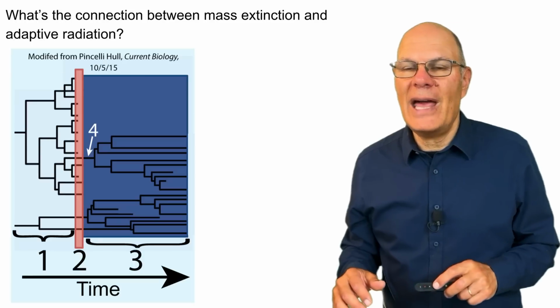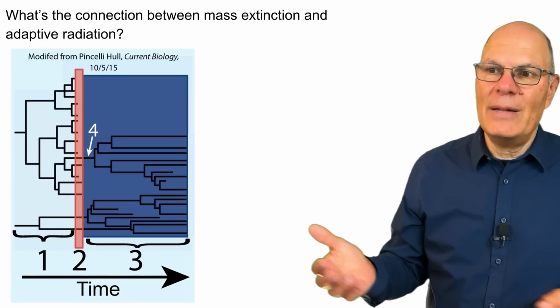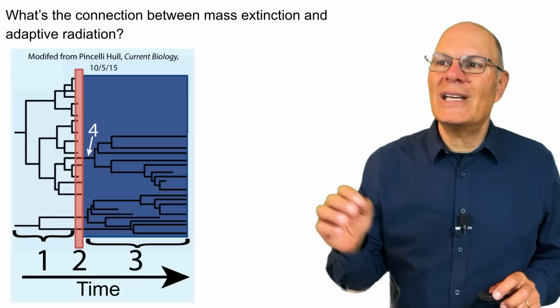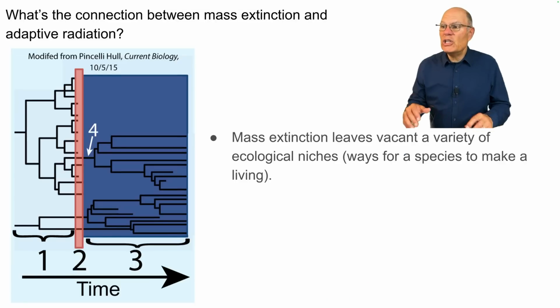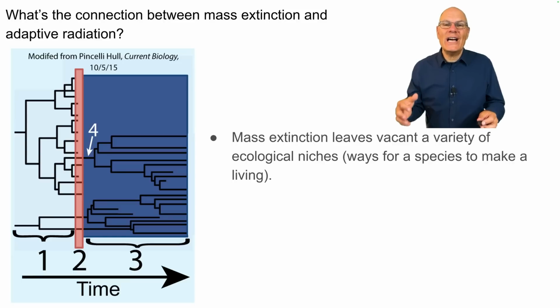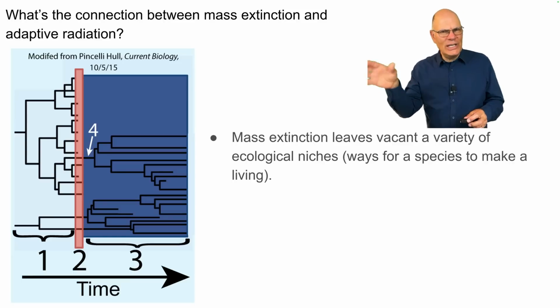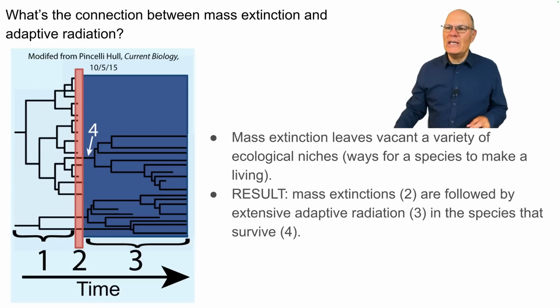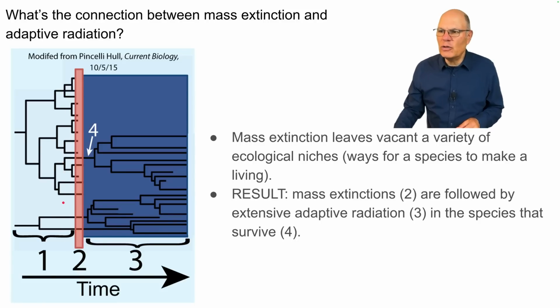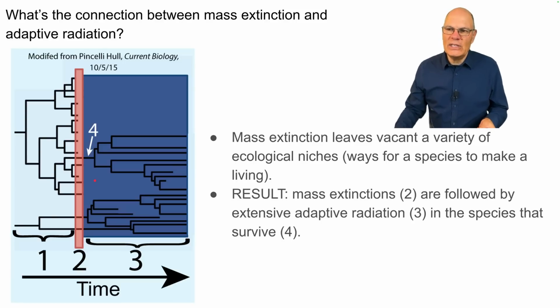Now, you might think that extinction is all bad, mass extinction in particular, but there's a connection between mass extinction and adaptive radiation. Mass extinction leaves vacant a variety of ecological niches, and that is an ecology term that we'll deal with in Unit 8. Those are ways for a species to make a living. And the result is a mass extinction such as that shown at 2, which wiped out all of this previously existing biological diversity, is followed by extensive adaptive radiation in the species that survive.